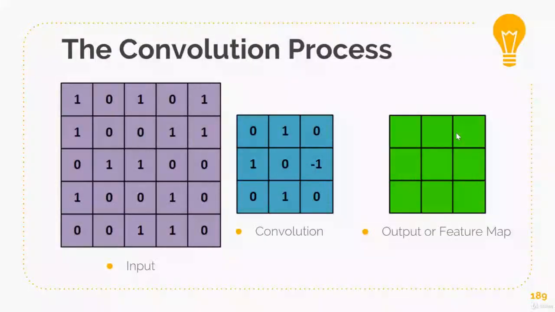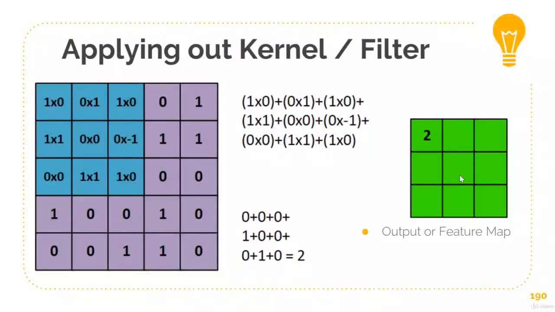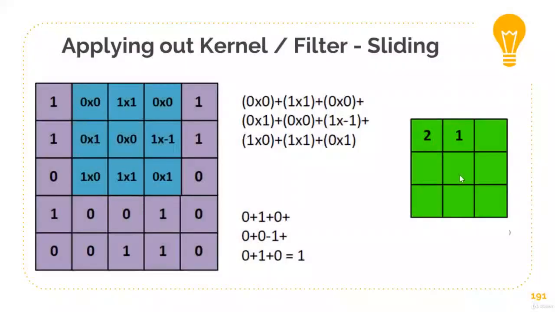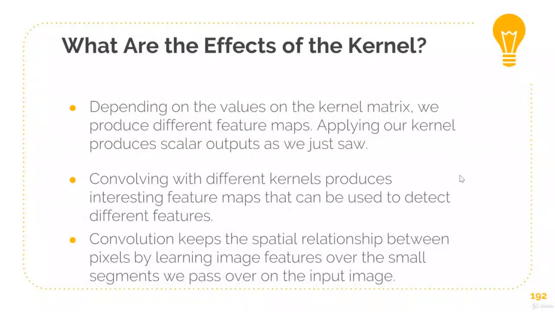So by using what I would call a 3x3 filter, convolution or kernel, we produce a 3x3 feature map where it produces the filter here. Now, you understand this process. Basically, it's simple math. But what exactly are the effects of doing this? And why is this important?